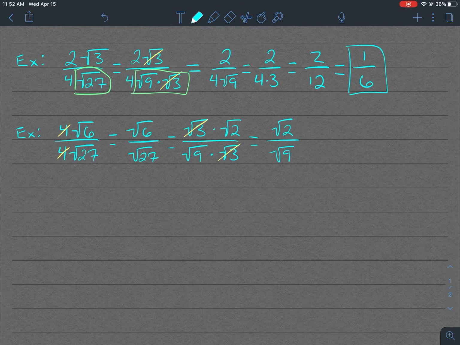Now what is the square root of 2? Well, the square root of 2 is just the square root of 2. And what is the square root of 9? Well, the square root of 9 is 3. You're all done.